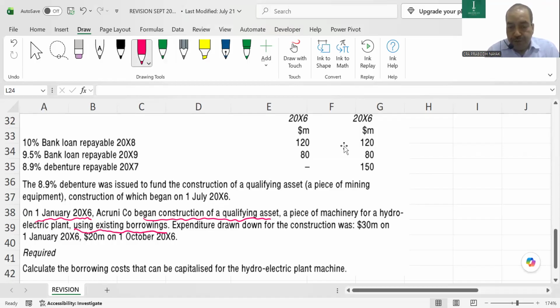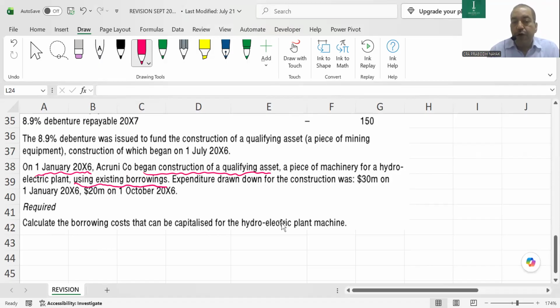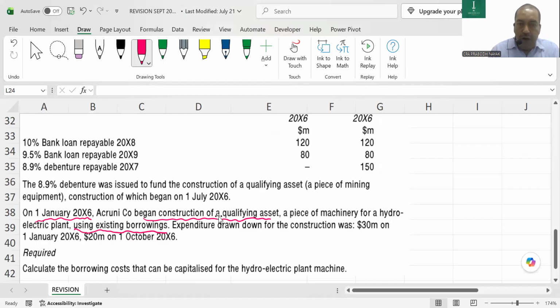Expenditure drawn for the construction was $30 million on 1st January 2026 and $20 million on 1st October 2026. Required, calculate the borrowing cost that can be capitalized for the hydroelectric plant. First of all, just tell me which amount of loans are going to be used for the construction of the qualifying asset.